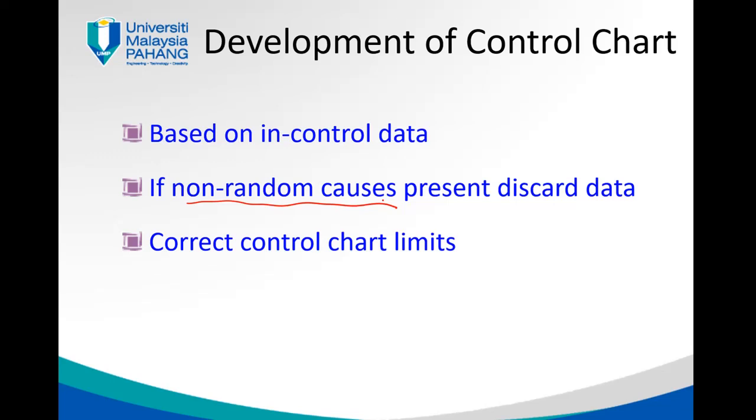Non-random causes means we know the reason for the variation. For example, if the machine is using compressed air and we know that we have a problem with our compressor, and we collect the data during that time, that is invalid data. So we must collect the data during normal operation. Then correct the control chart limit: we need to identify the values for the upper control limit and also the lower control limit.